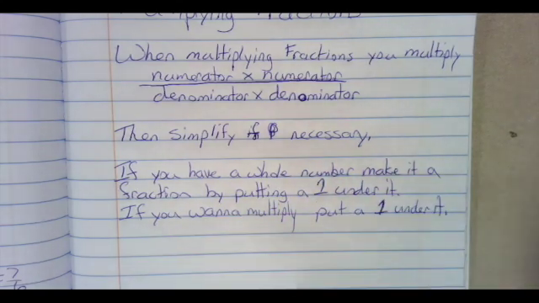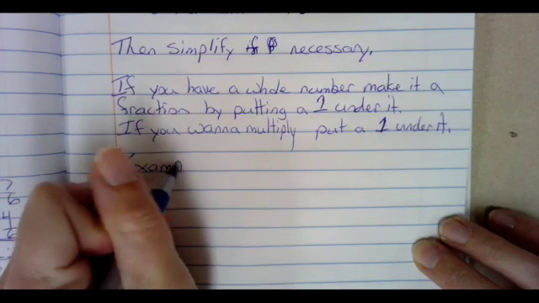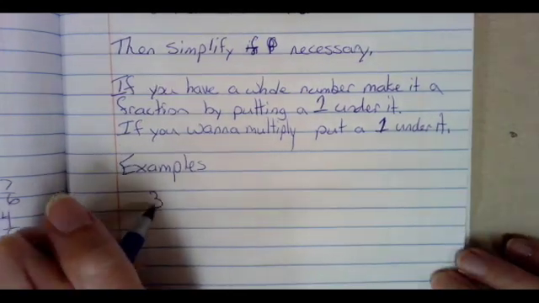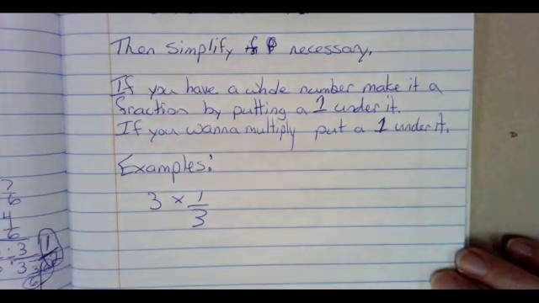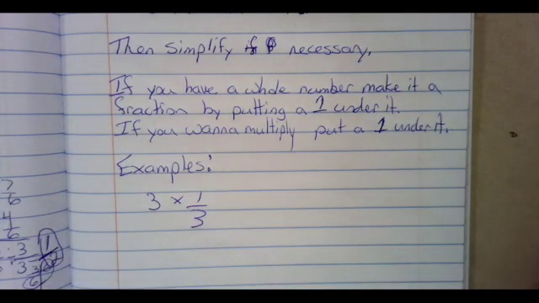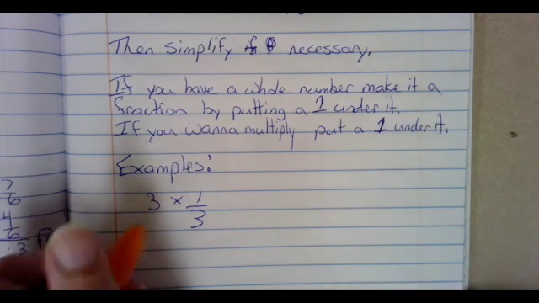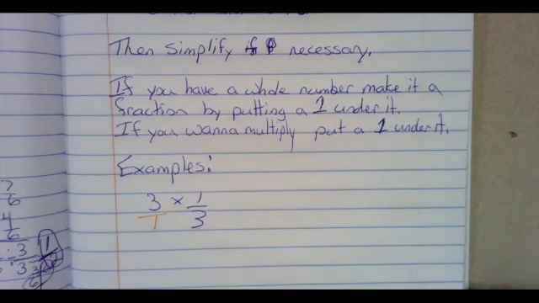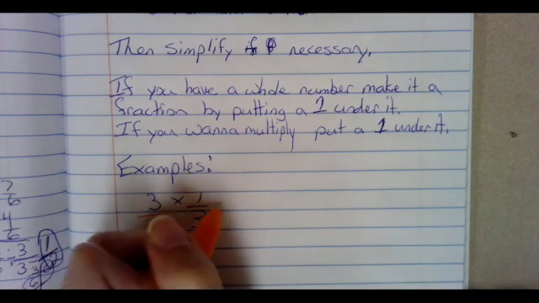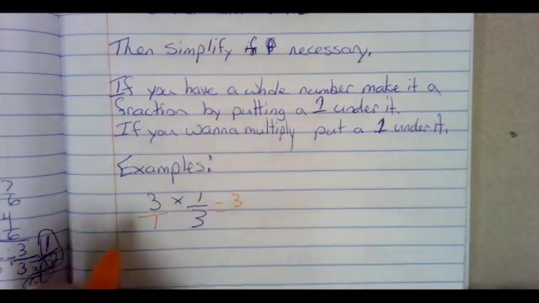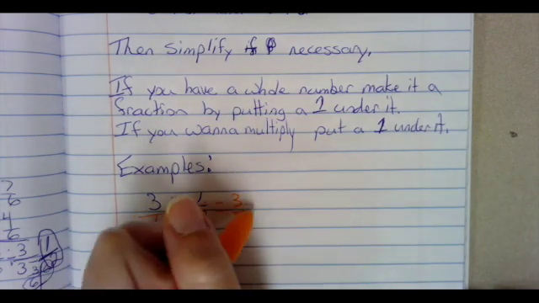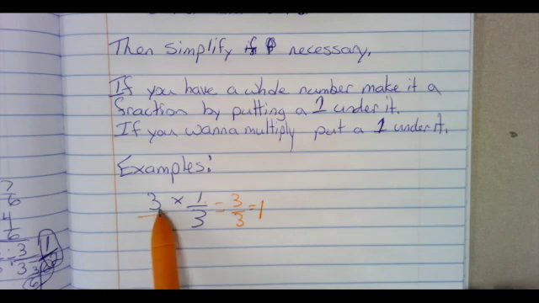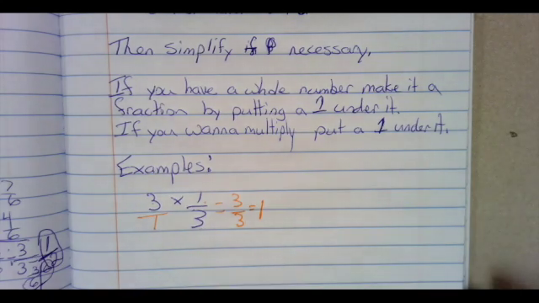All right, now we're going to do some examples. 3 times 1/3. So I have a whole number. If I want to multiply, I put a 1 under it. I do not rewrite them one on top of the other because I want to multiply straight across. So 3 times 1 is 3. 1 times 3 is 3. I simplify. 3 divided by 3 is actually 1. So 3 times 1/3 is 1.